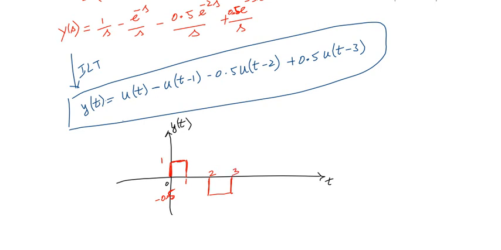I advise you to draw each of them individually. Draw u of t separately, u of t minus 1 separately, u of t minus 2 with amplitude of 0.5 separately, then add everything. You will get this.